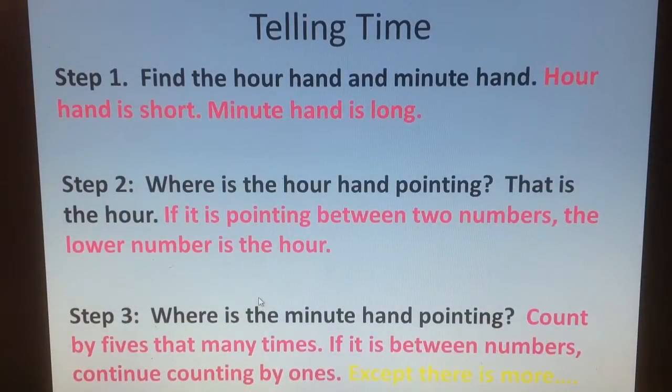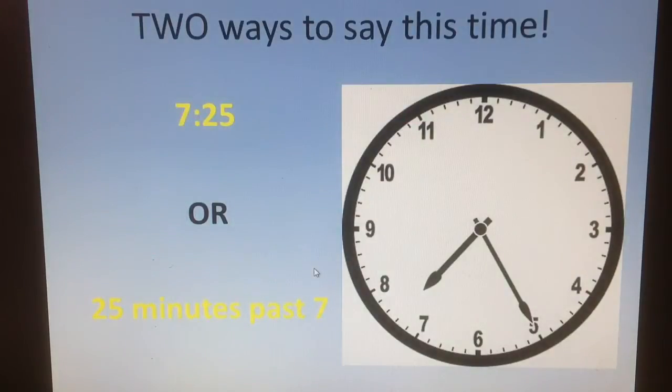So there's the 3 steps again for review. Except I put at the bottom, there is a little bit more to it. Like for example here, we could say 7:25, or we could say it another way. We could say 25 minutes past 7.